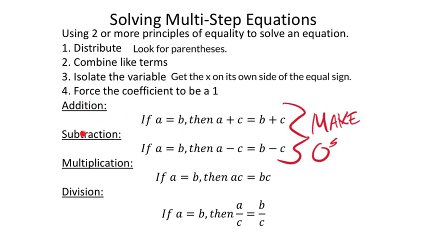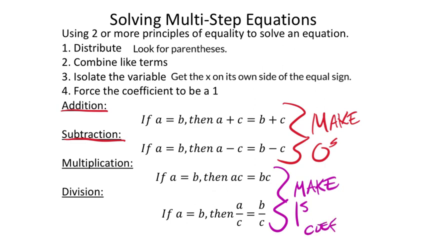Now see how we're using the two operations of addition or subtraction in order to make those zeros? That means that if we see the operations of addition or subtraction with the x's, we should expect addition or subtraction as well in order to make those zeros, okay? So that's part 3 there. And then the fourth step is to force the coefficient to be a 1. Multiplication and division are the principles of equality that we're going to be using in order to make ones. And again, it's specifically the coefficient.